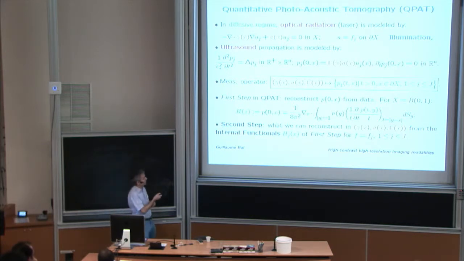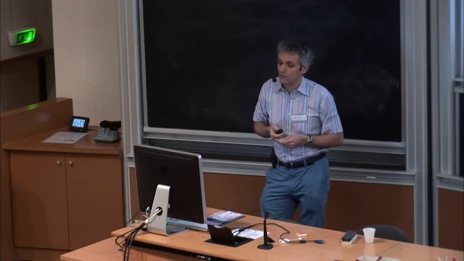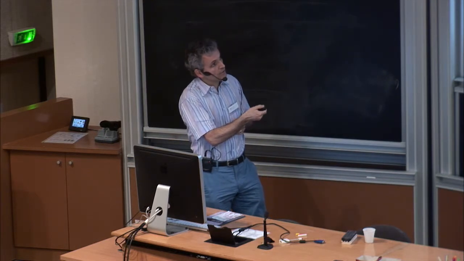Okay, so the unknown coefficients, there's three of them. The diffusion coefficient, assuming again that it's scalar, and then later I'll assume that it's matrix valued, tensor valued. Gamma is the unknown diffusion coefficient, sigma is the unknown absorption coefficient, and big Gamma is also an unknown Grüneisen coefficient. That's what we want to reconstruct from what? From the data, the ultrasonic data that we have acquired.